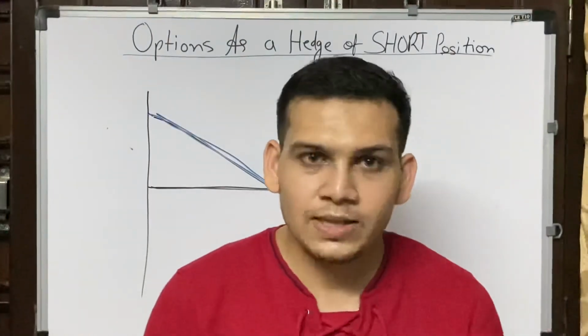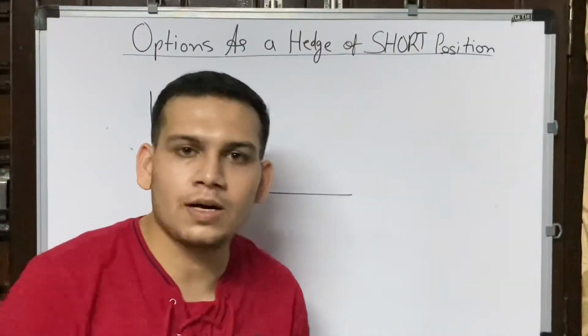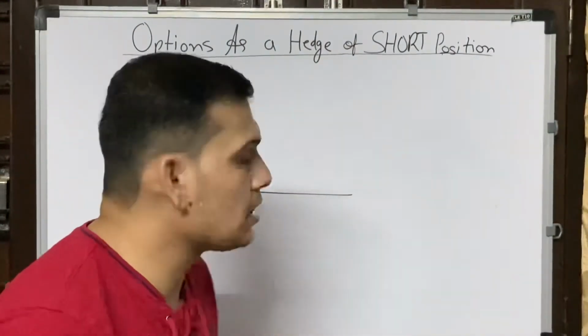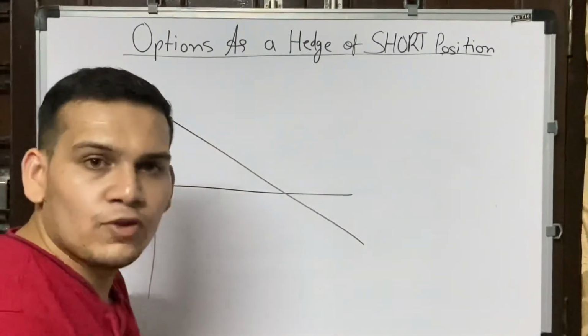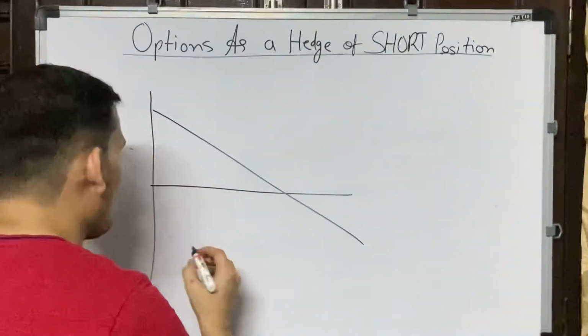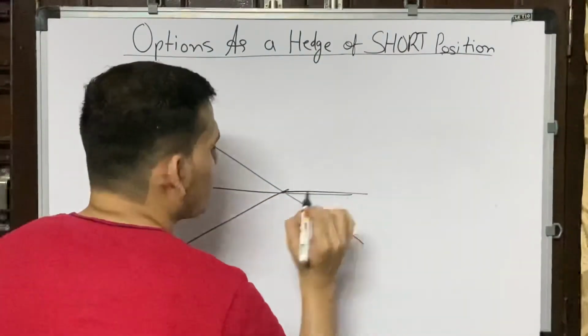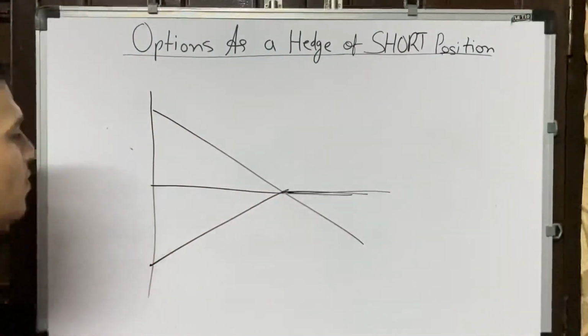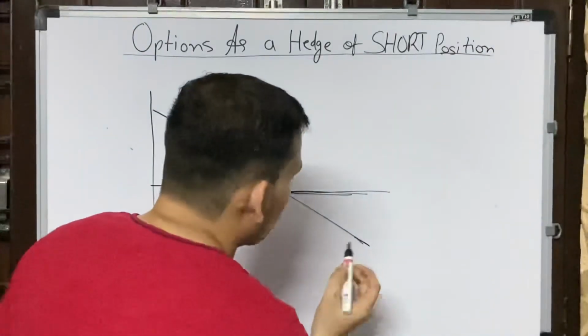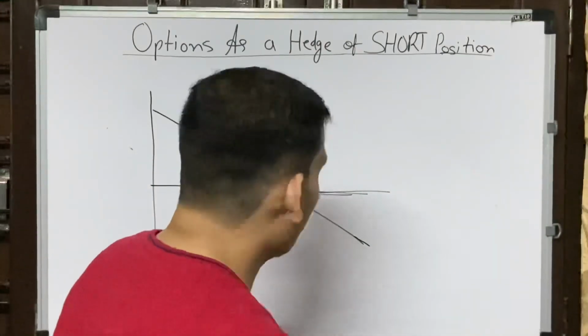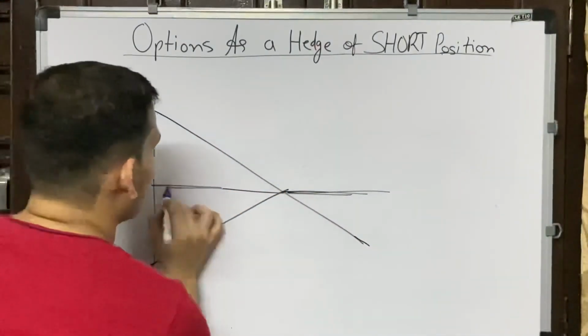So how can you do it? Let's see. To sell your upside in a short position, let's say this is your short position, so this is your upside. If you sell a put option, the payoff would be like this. So this upside is offset and you are only keeping the downside. The payoff diagram for this kind of position will be this.